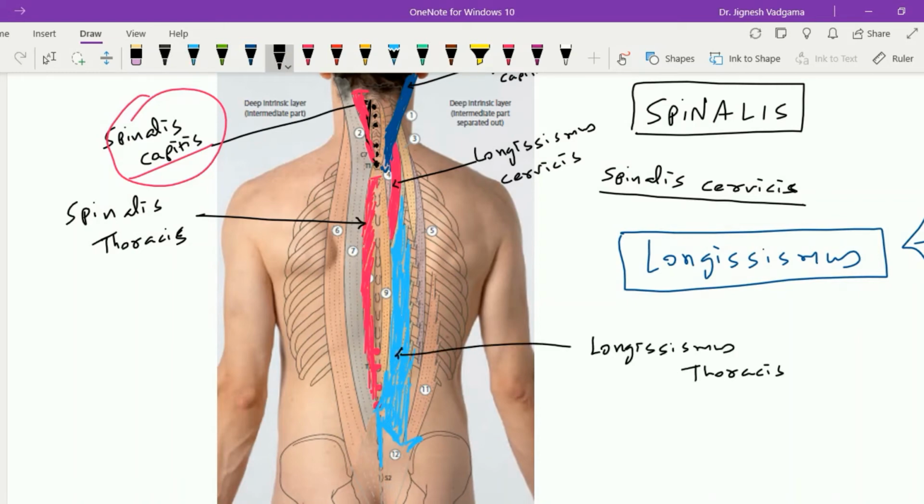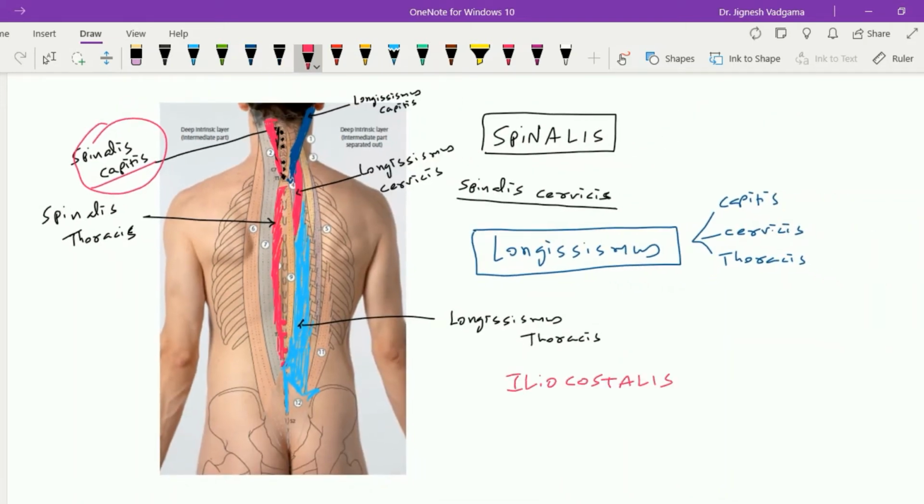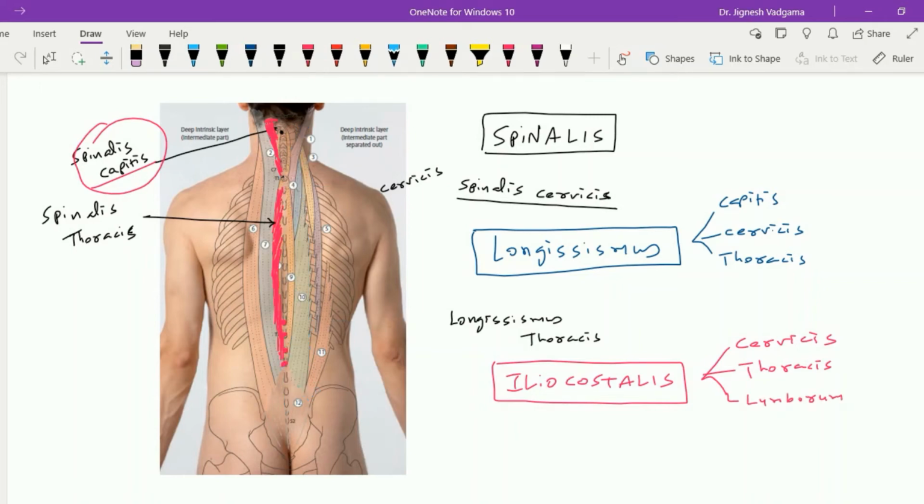Now when we see the iliocostalis group of muscle, this iliocostalis group of muscle has three types of fibers, including the cervicis part, thoracic part, and lumborum part. When we see this iliocostalis muscle, it is going to arise from the ribs, as it is the most lateral part of the erector spinae muscle.